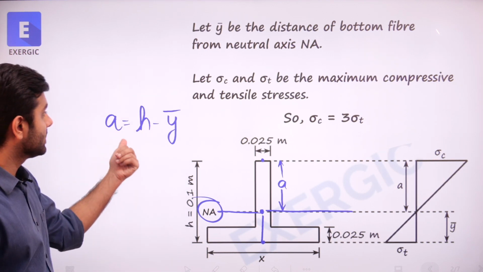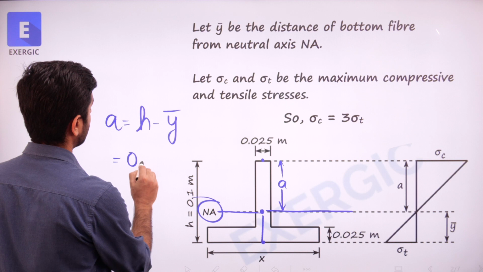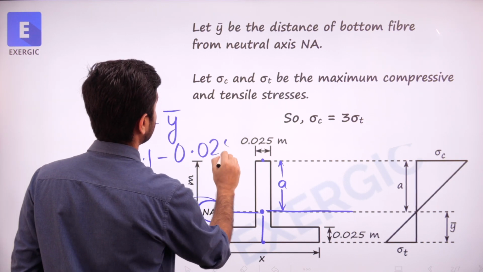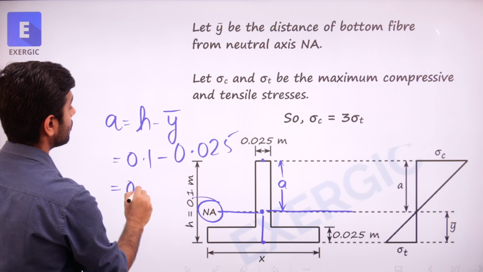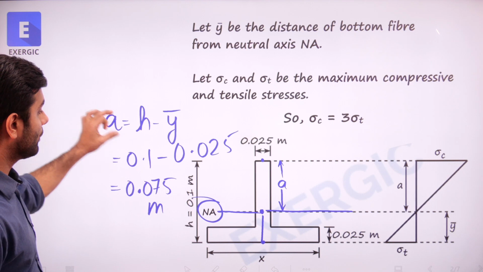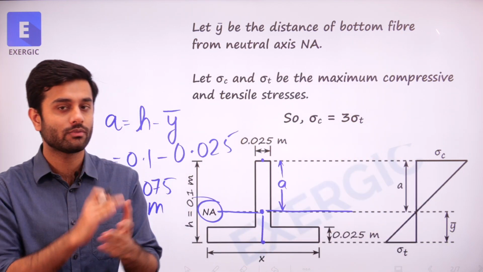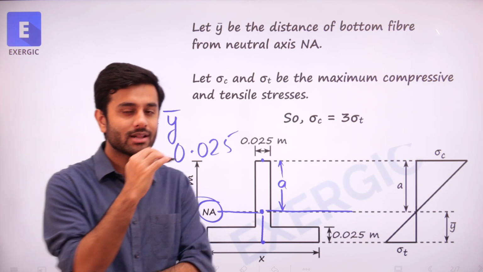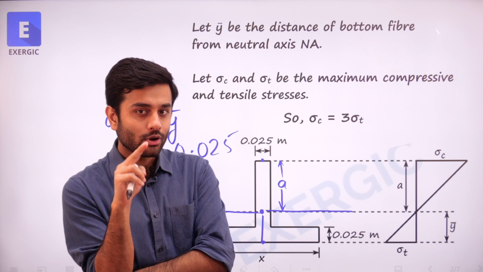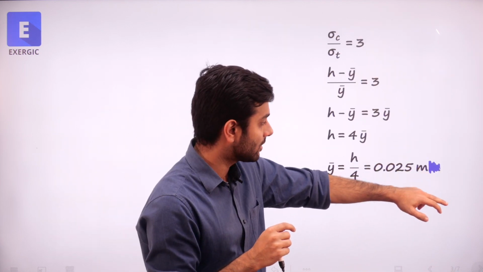And since a is equal to h minus y bar, putting the values, this would be 0.1 minus y bar, which is 0.025 meter. That gives you 0.075 meter as the value of a, this value, correct? So now we know the position of neutral axis. Where is it going to pass from? From the bottom, a distance of 0.025 meter.